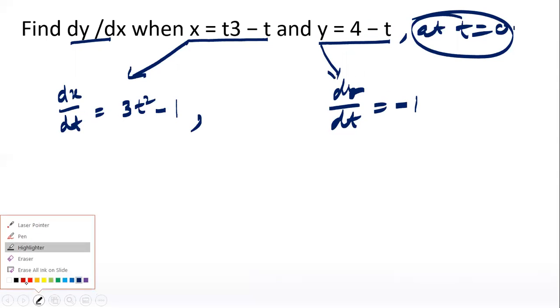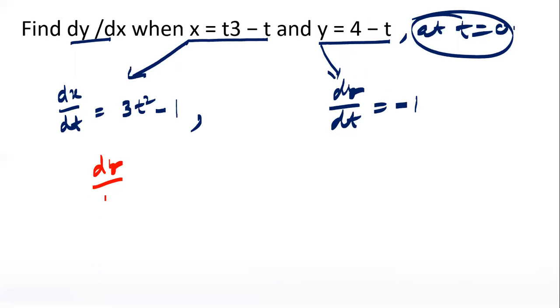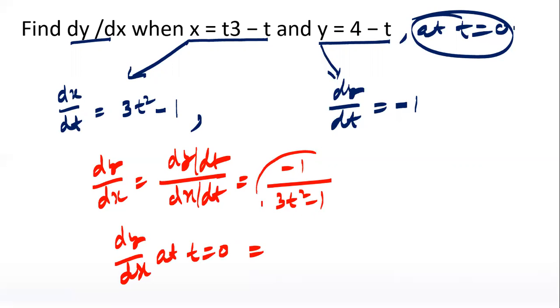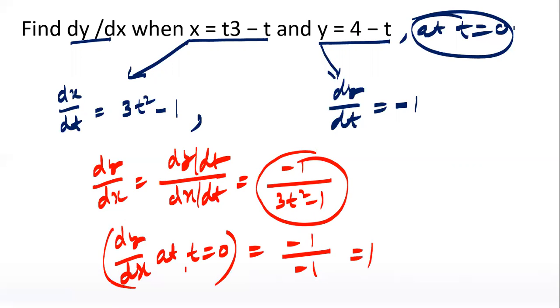Now find out dy over dx. It will be dy over dt upon dx over dt. Dy over dt is minus 1 and dx over dt is 3t square minus 1. But we have to find out dy over dx at t equals 0. Means here substitute t equals 0, that is minus 1 upon minus 1, that is simply 1. So dy over dx at t equals 0 is 1.